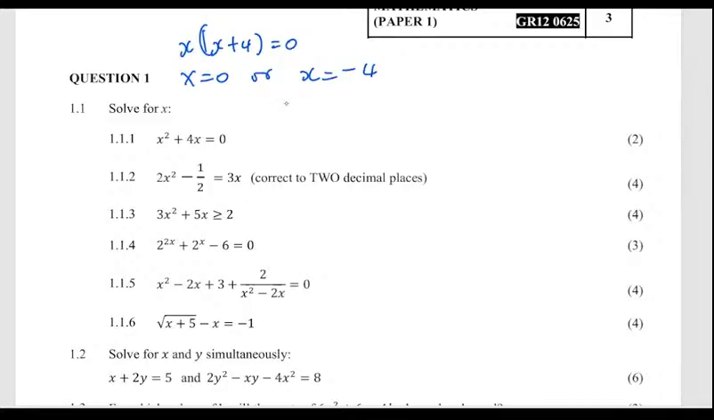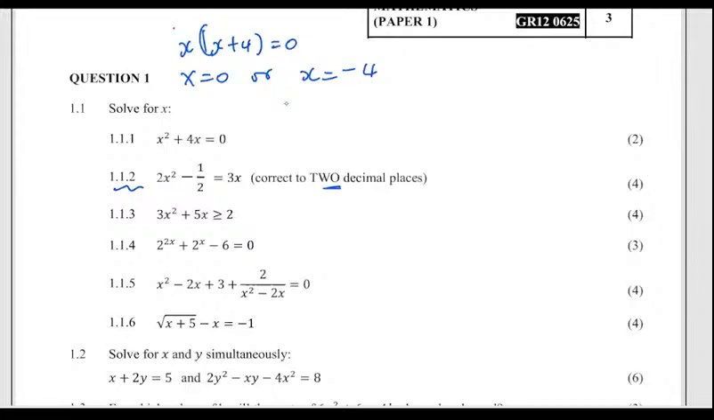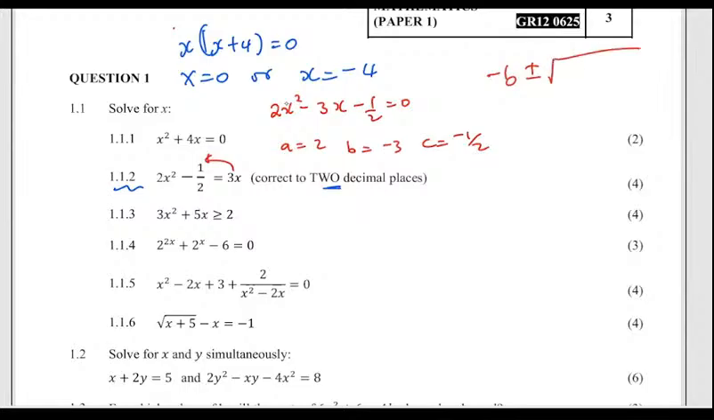Then 1.1.2, they're telling us to solve these correct to two decimal places. So the trick is that whenever we see correct to decimal places, that has to be the quadratic formula. Now with the quadratic formula, step number 1, we need to create a standard equation. So move the 3x to that side so that we have 2x squared minus 3x minus a half should be 0, meaning that our a is 2, our b is negative 3, and then our c is negative a half. So when I punch that into my calculator, remember the formula is negative b plus minus square root of b squared minus 4ac over 2a.